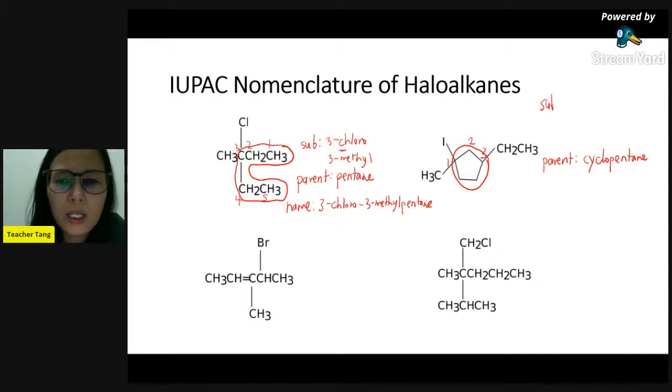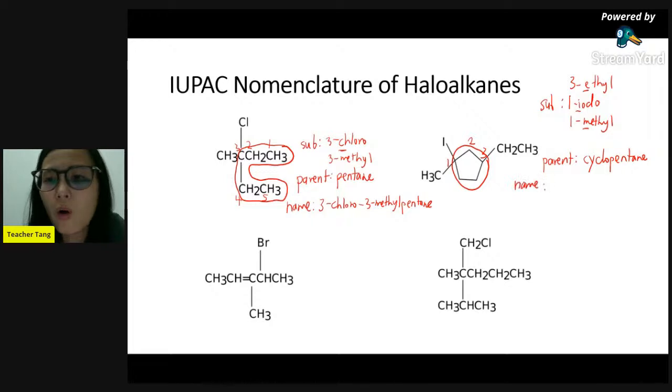So what substituents do we have? We have 1-iodo, 1-methyl, and 3-ethyl. Again, alphabetical order. So E first, then I, and then M. So the name of this compound, therefore, will be 3-ethyl-1-iodo-1-methylcyclopentane.